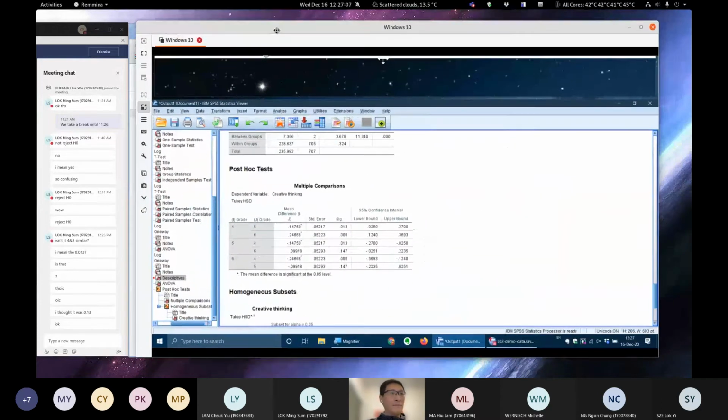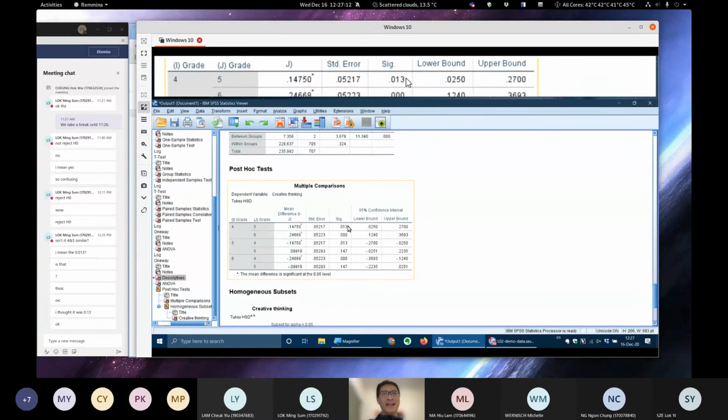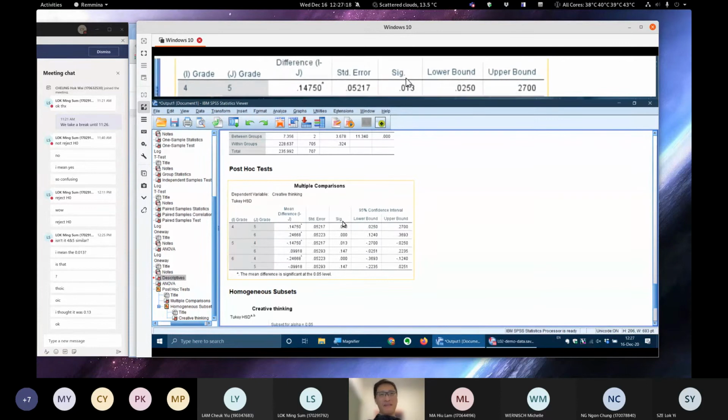Oh, by the way, this is a common mistake. So many people make a mistake when they compare the number with 0.05. So be careful about that.